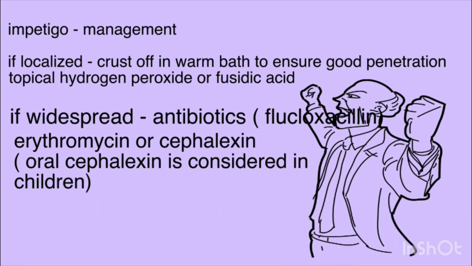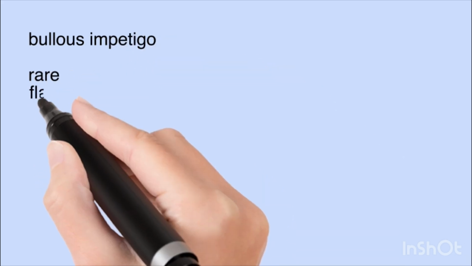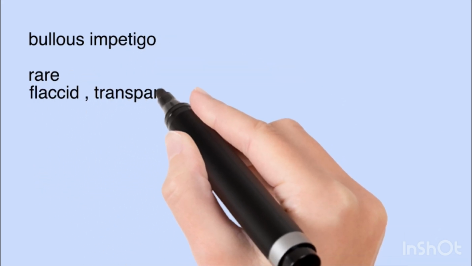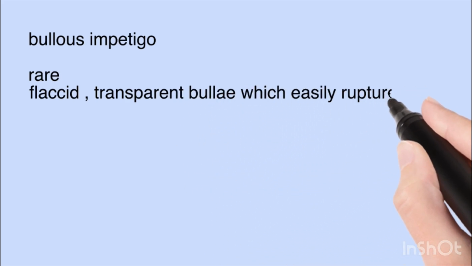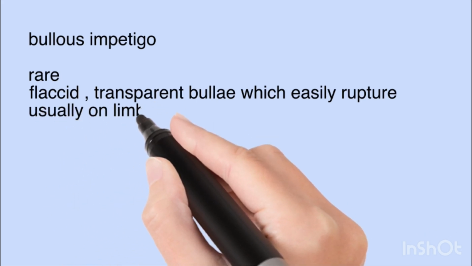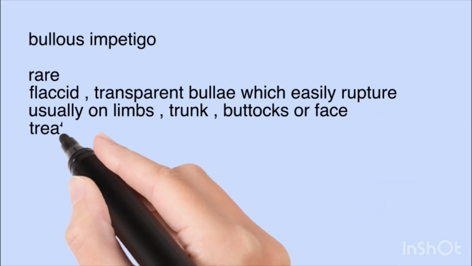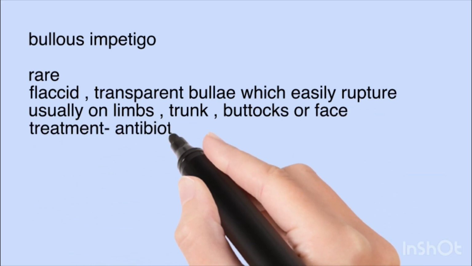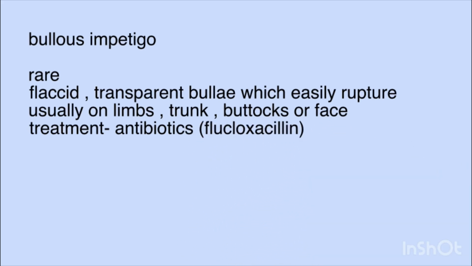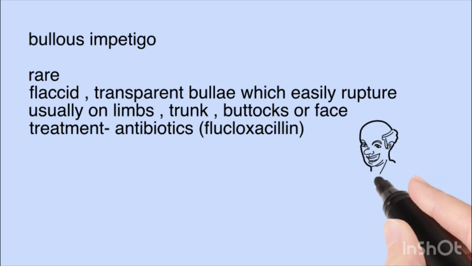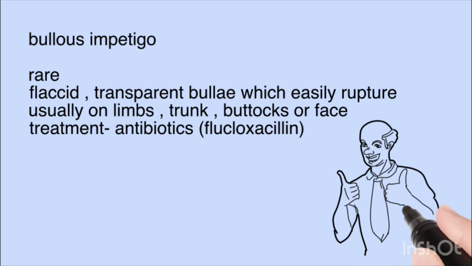The next thing I'm going to discuss is how we manage bullous impetigo. Usually bullous impetigo is rare, it is not that common, and there will be flaccid transparent bullae which easily rupture, usually on the limbs and trunk. Non-bullous affects the face, and this one the limbs, trunk, and buttocks. The face can also be affected. Treatment is antibiotic. We will use flucloxacillin, or as I mentioned earlier, erythromycin or cefalexin. Those sorts of antibiotics can be used.